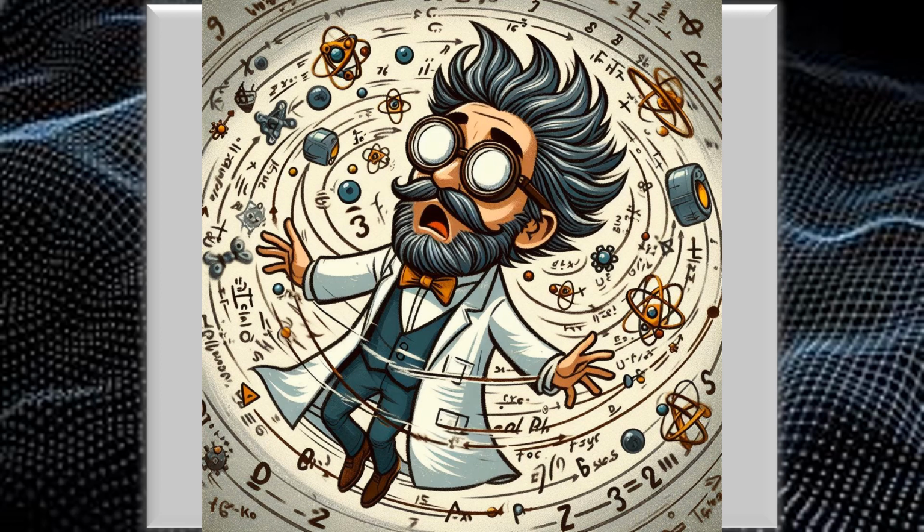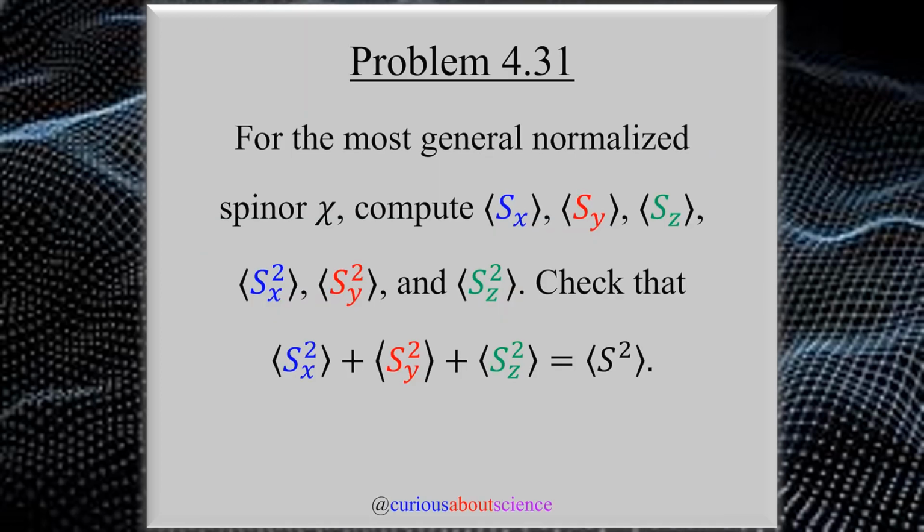We generalized the previous result to a standard form that can be used for any normalized spinor. As we see, for this problem, we want, for the most general normalized spinor chi, to compute the expectations of the x, y, and z spin matrices, and of course the squares of those, and check that Sx squared, Sy squared, and Sz squared equal the S matrix squared. So this will take into account a couple of different algebraic forms, and of course the eigenvalues of S squared.